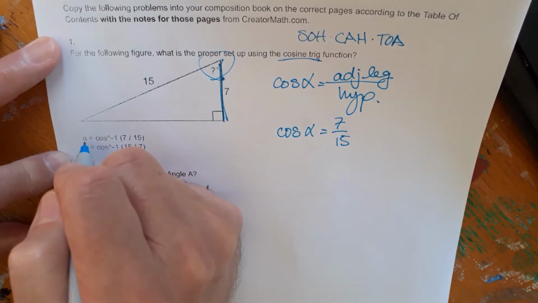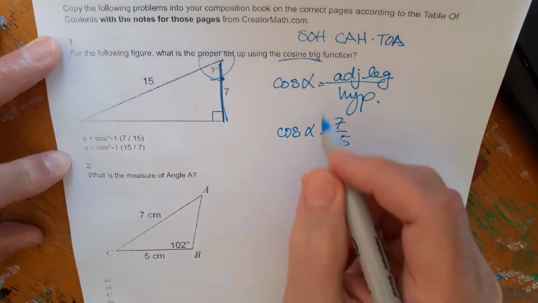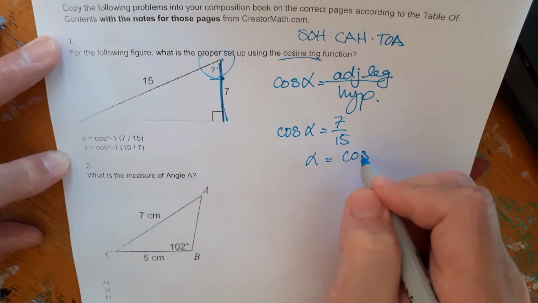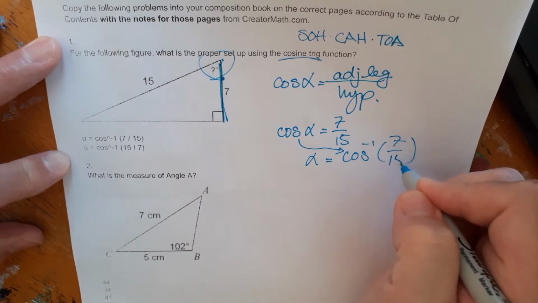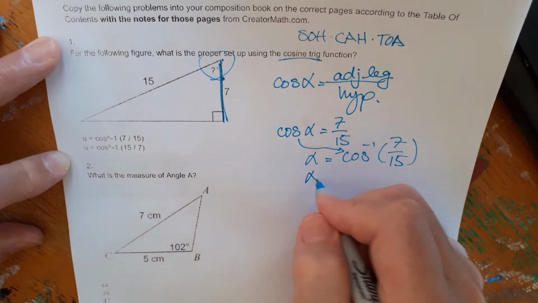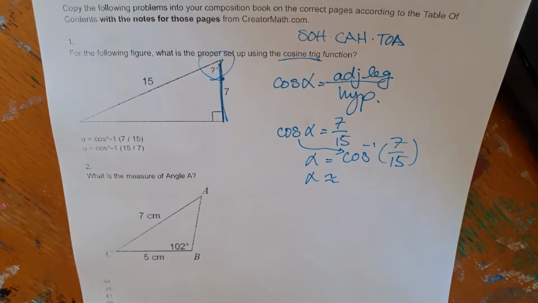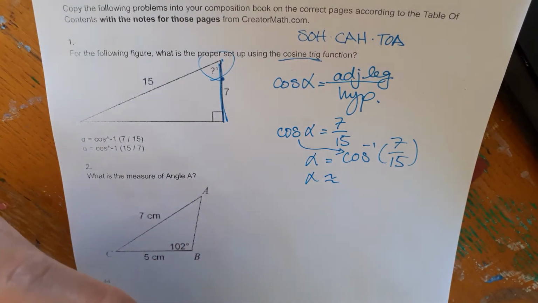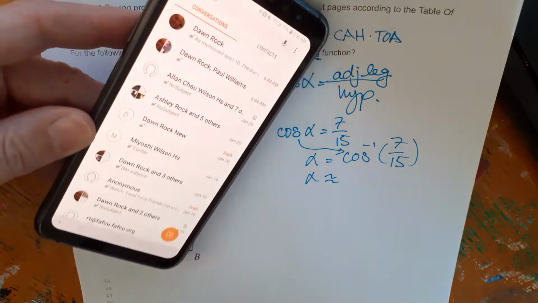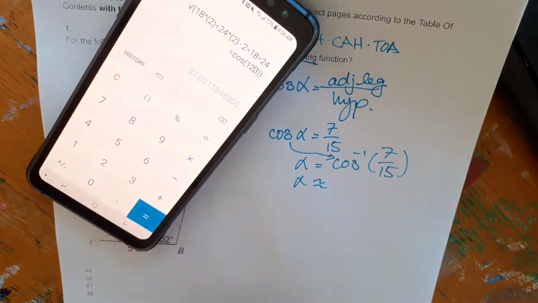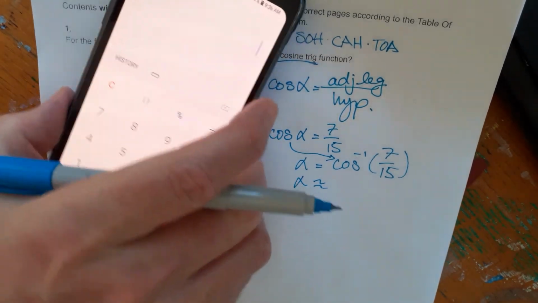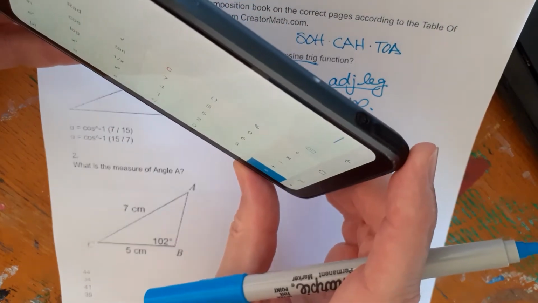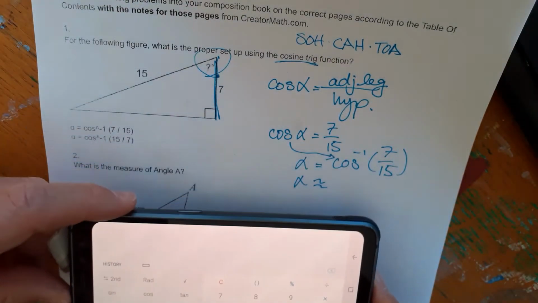Then they want us to reverse it and find the alpha here. So we're going to say alpha equals cosine to the negative 1 of 7 over 15. If we're going to put that into the calculator, let's see if we can do that. Remember that your calculator looks a certain way when your phone is in portrait mode. You're going to need to rotate your phone to landscape to get the calculator to come up. And then you're going to have the whole trig calculator.